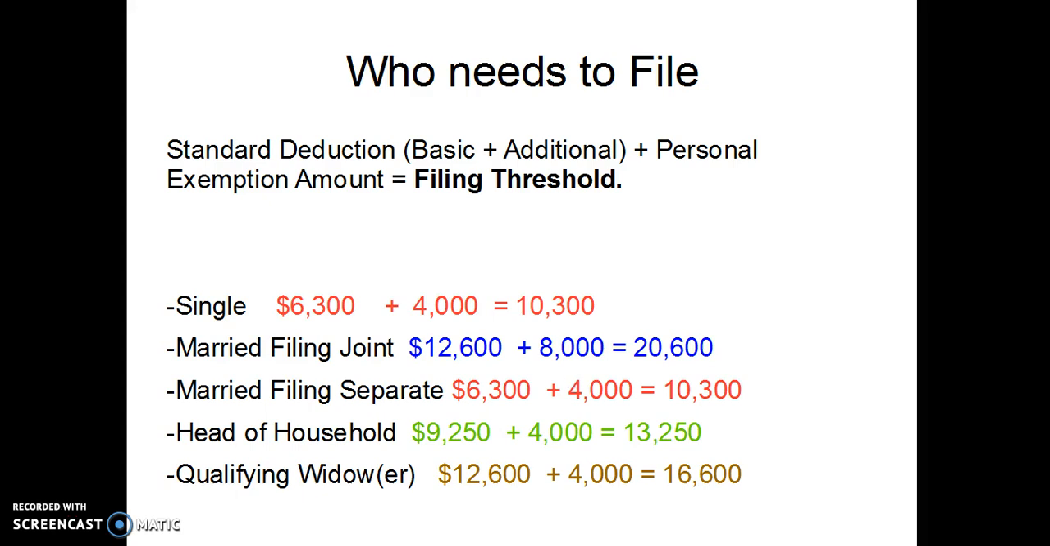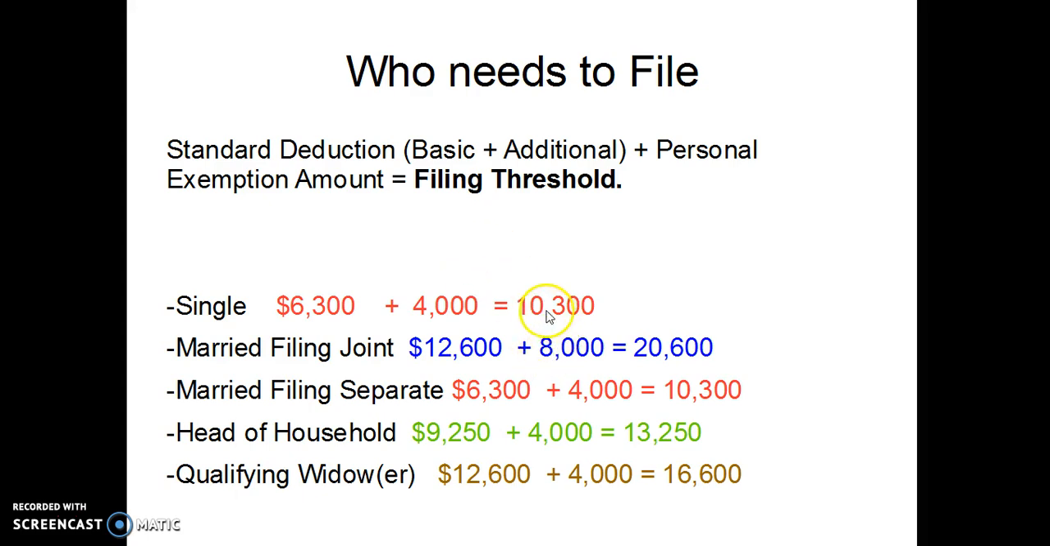In general, if a taxpayer has W-2 income and they don't have self-employment income, these filing thresholds apply. So this filing threshold, how we come up with it is basically take the standard deduction, which is a combination of both basic and additional, plus the personal exemption amount, and we come up with the filing threshold. And if their income is above that, they're going to need to file.